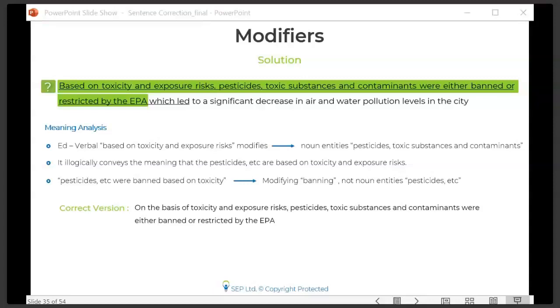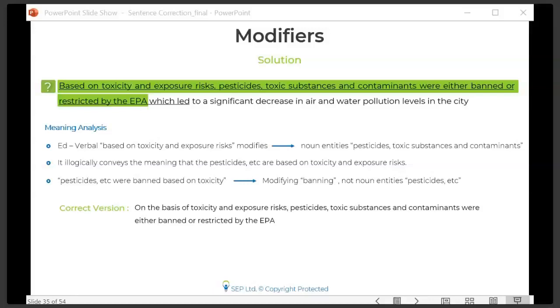Are all of you clear why "based on toxicity and exposure risk" is incorrect? Because it implies the pesticides are based on toxicity. All right, let me rephrase my question. "Based on toxicity and exposure risk" is a modifier, okay? We know that the -ed verbal can modify only a noun. That means it is going to give us some information about the noun. So what we are saying is the pesticides are based on toxicity. The toxic substance is based on toxicity. Now, does that even sound logical? The pesticide is based on exposure risk.